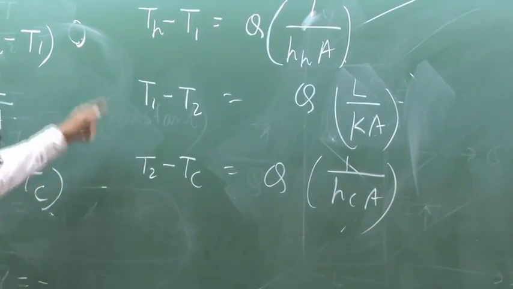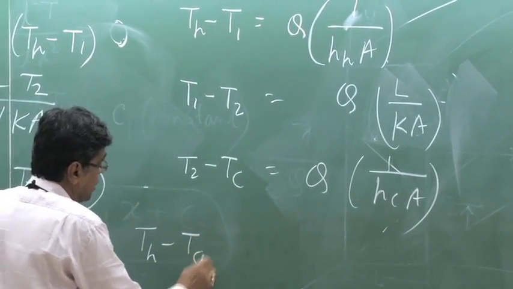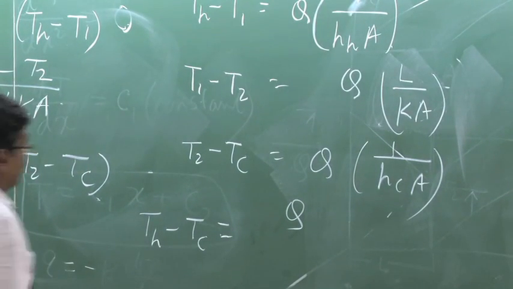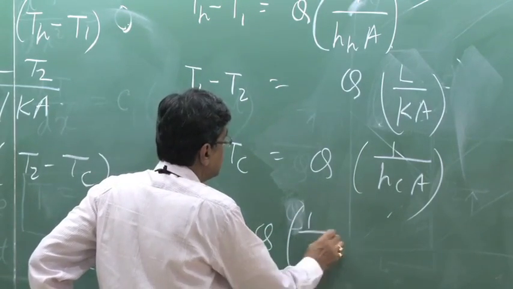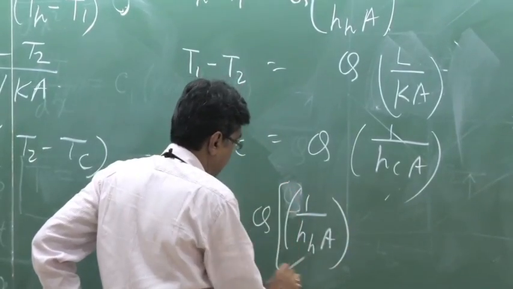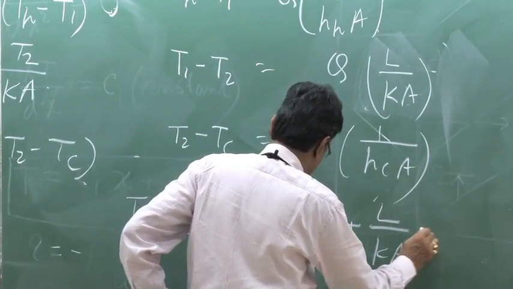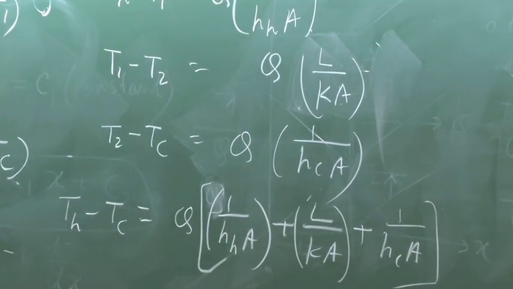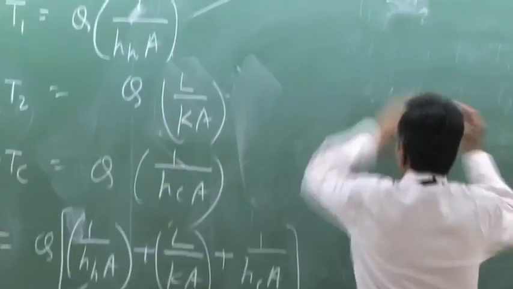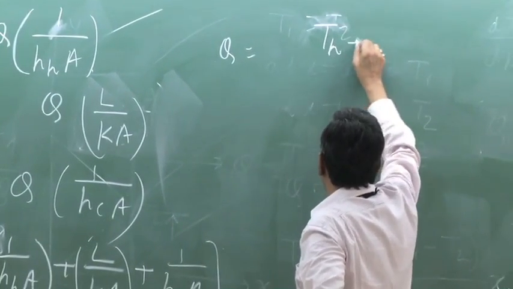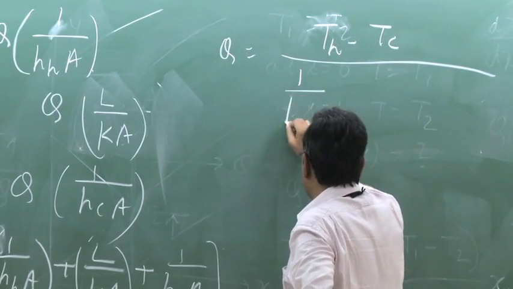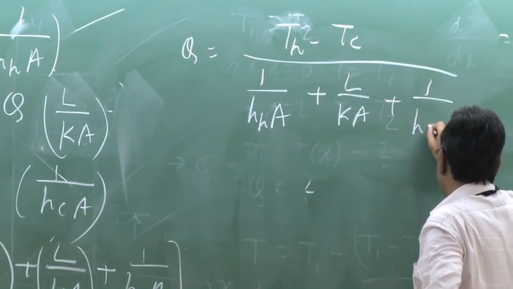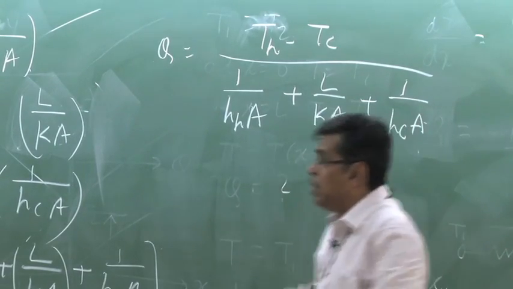Now if we add these three, we can get Th minus Tc is equal to Q into 1 by hHA plus L by kA plus 1 by hCA. That means we can write this as Q is equal to Th minus Tc divided by 1 by hHA plus L by kA plus 1 by hCA. That means this T1, T2 are eliminated.